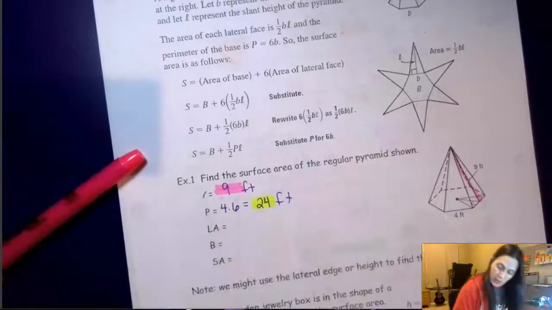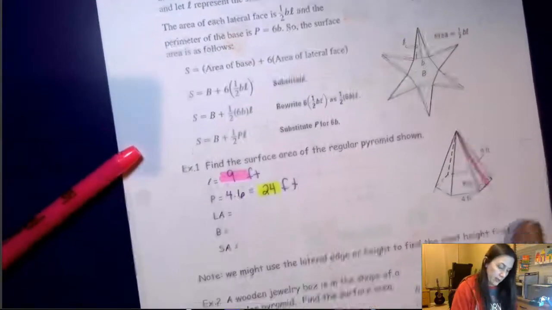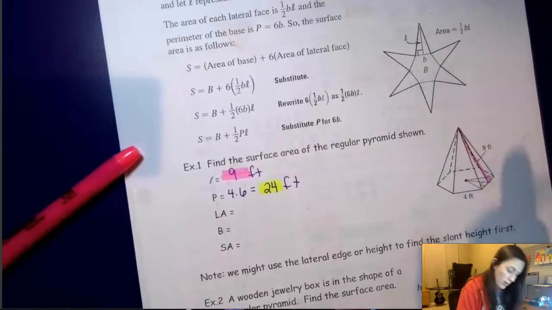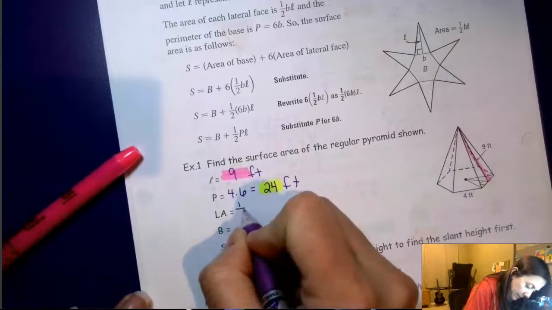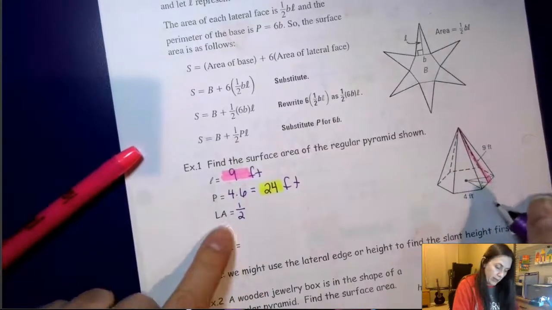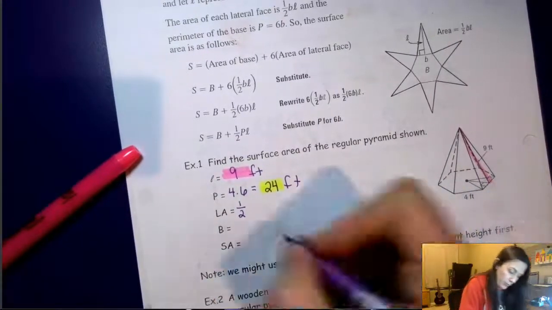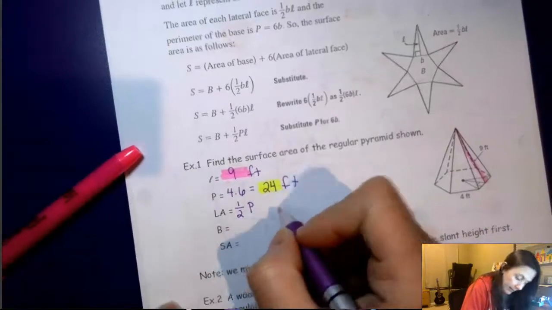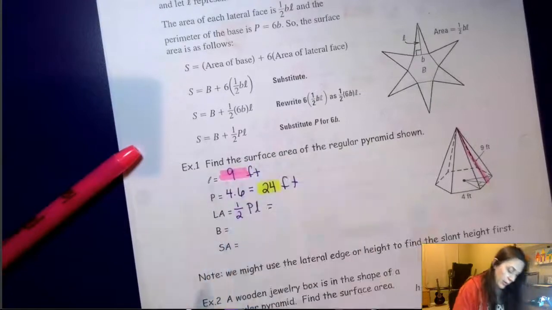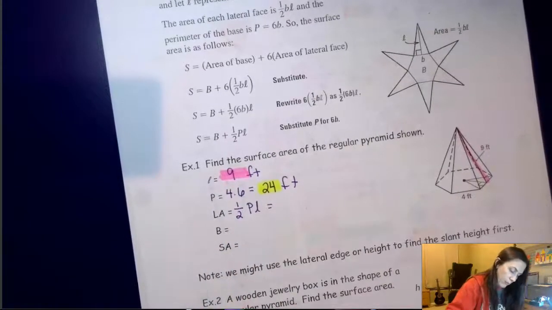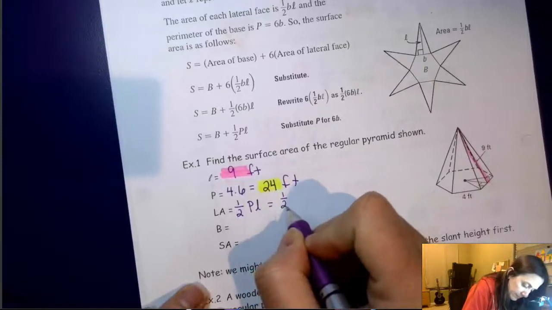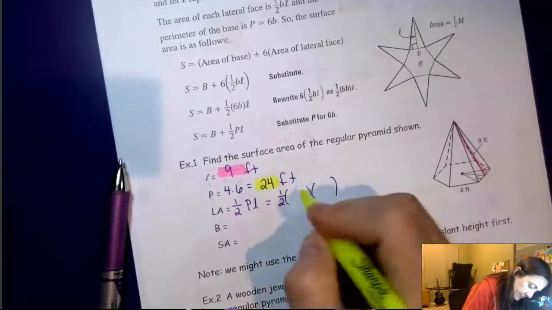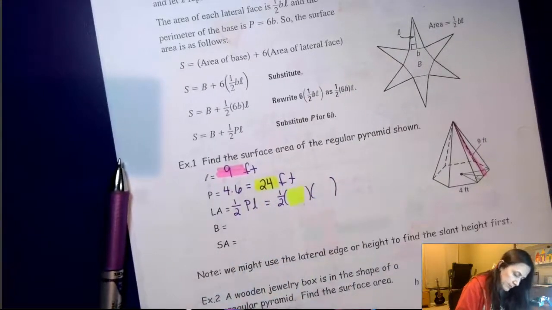Perimeter is feet. Okay, so my lateral area is going to be the area of all those faces. Well, they're all triangles, so it's 1/2 base times height. Well, in this case, the base, though, of all of them is the perimeter, 1/2 perimeter times the height in this case, which is our slant height. So I already have those things up above. I'm going to have 1/2 times the perimeter here times the slant height.